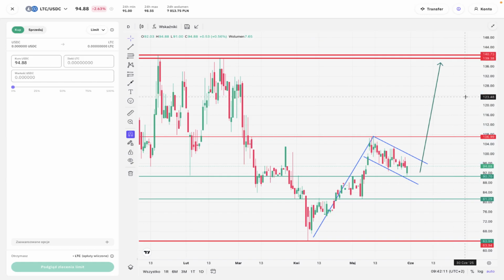I will leave you with this altcoin of the week analysis. Potential is really nice for the breakout of Litecoin to the USDC on Zondacrypto.